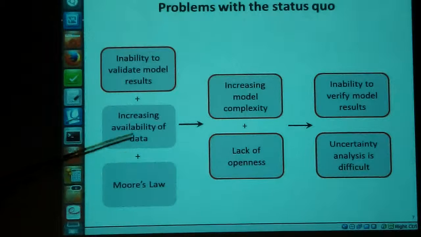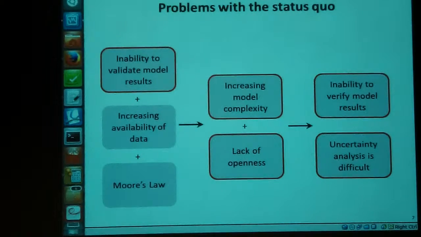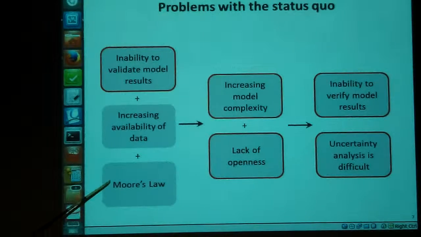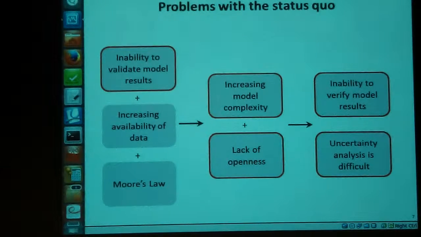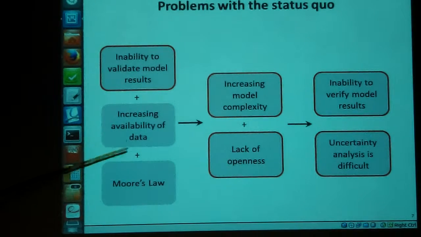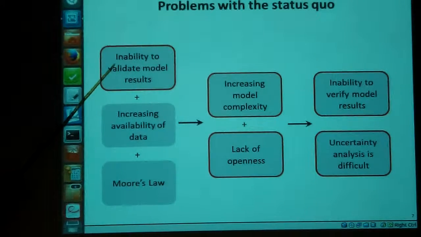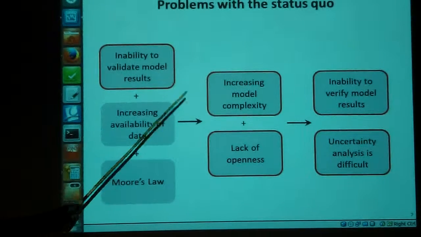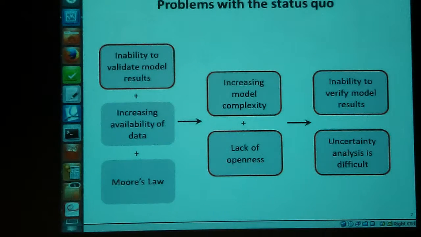That goes along with two things that should actually be positive. One is increasing availability of data. That's a good thing. In Moore's law, we have, over time, greater computing power, right? So things that we couldn't do 10 years ago in terms of analysis, now we can do. So these two items are good, but when combined with the inability to validate model results, it leads to increasing model complexity, okay?